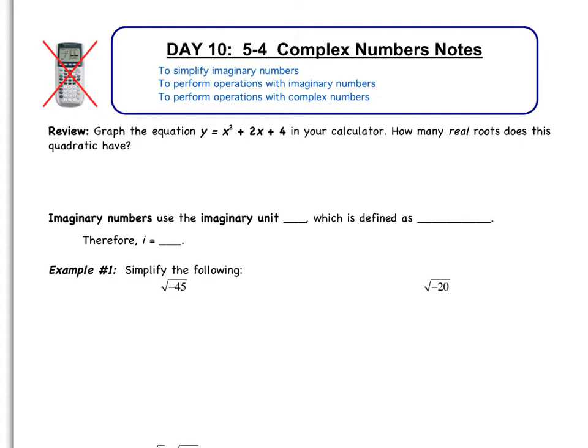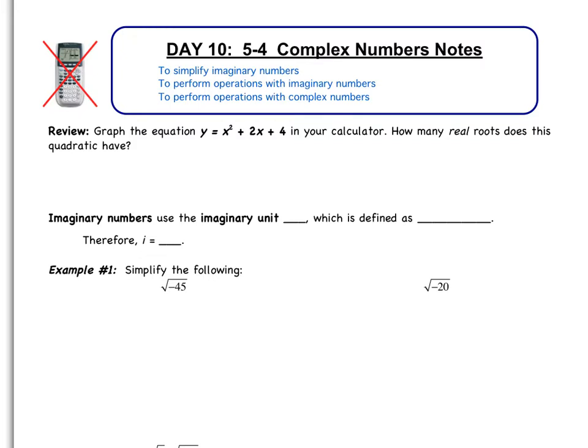So the first thing is a review. I would like you to take a minute and graph y equals x squared plus 2x plus 4 in your calculator. And then I want to know how many real roots or solutions does the quadratic have. So pause the video, graph the equation, and just tell me how many roots are there. Not what they are, just how many are there. Okay, so let's see how we did.